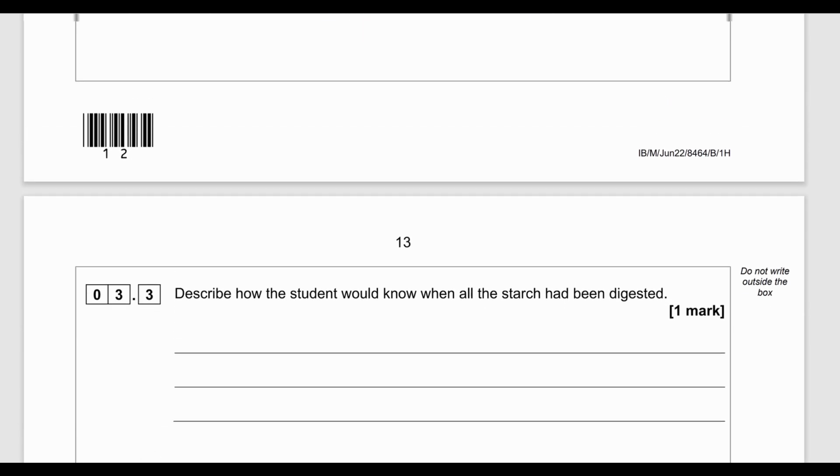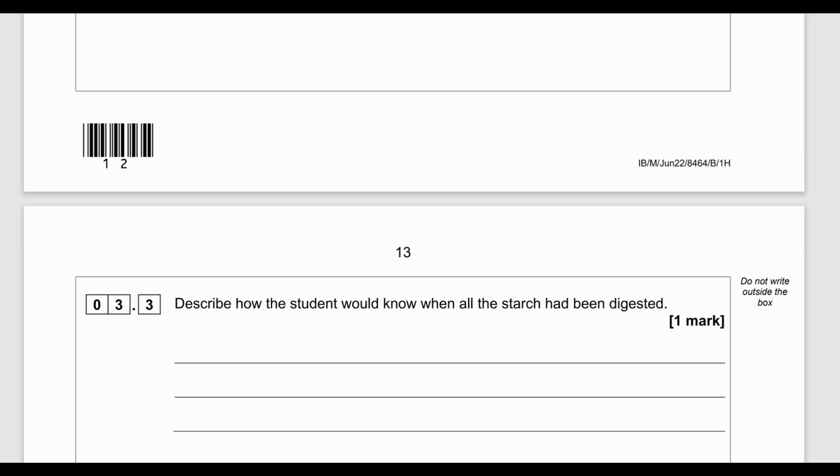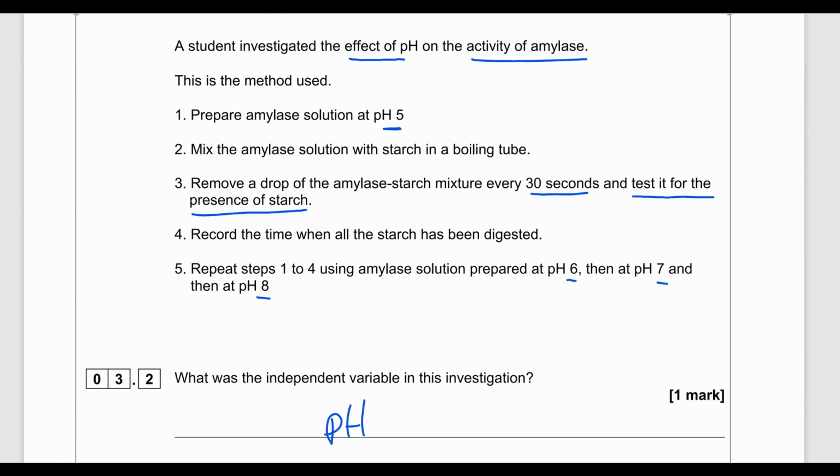5.3. Describe how the student would know when all the starch had been digested. 1 mark. So back to our method, it does say in step 4, record the time when all the starch had been digested. But in the previous point, it said test it for the presence of starch. So that's quite vague, and it's because they want us to recall how to test for starch.